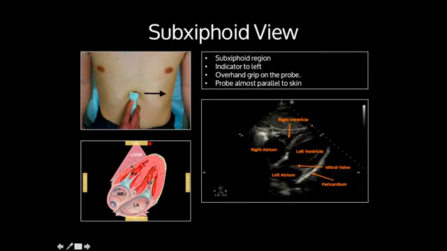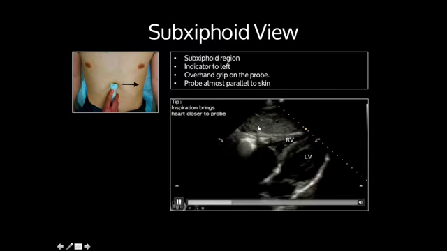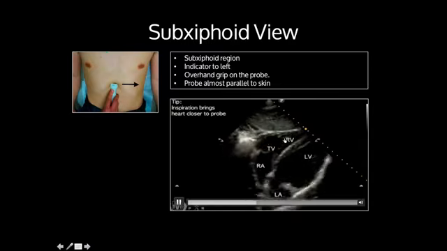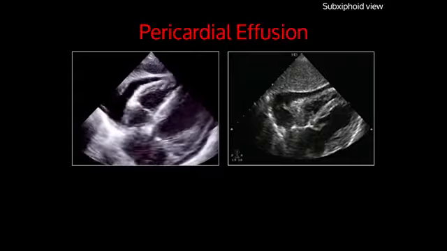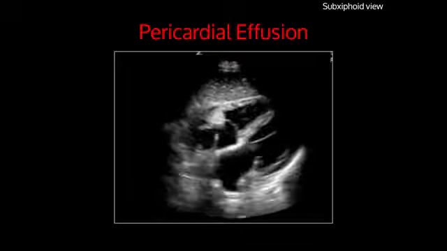In this view, you can see the LV, the LA, the RV, the RA, mitral valve and tricuspid valve, and the pericardium. This is a video clip of the same thing. Up here, you can see the liver, and right next to the liver, you see the RV. The subxiphoid view is pretty good for seeing a pericardial effusion. Here's another image of it.